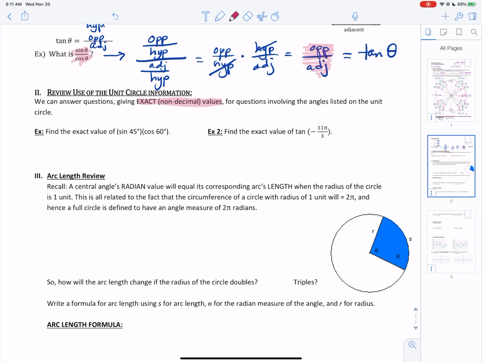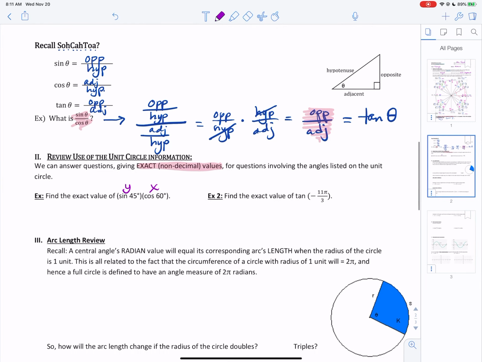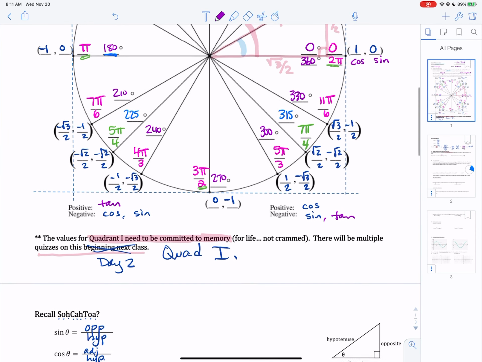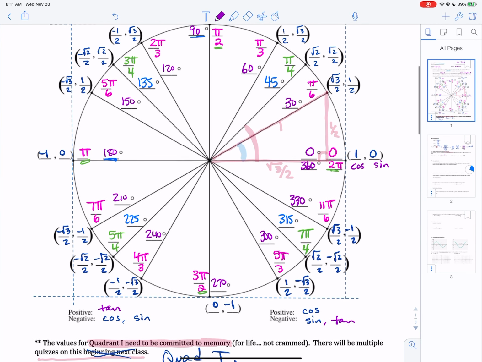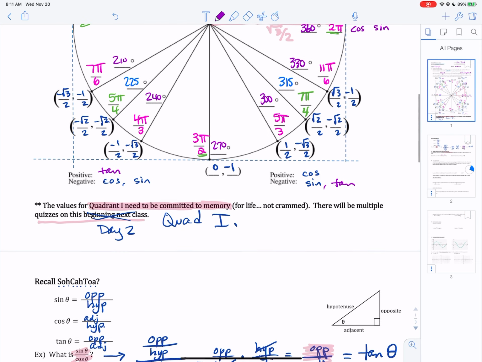So in this first example, it says find the exact values of sine of 45 times cosine of 60. So you want to go to your unit circle, look at the sine of 45, that's the y value, and the cosine of 60, that's the x value. So go to 45, look at the y value, that's this. That's root 2 over 2.